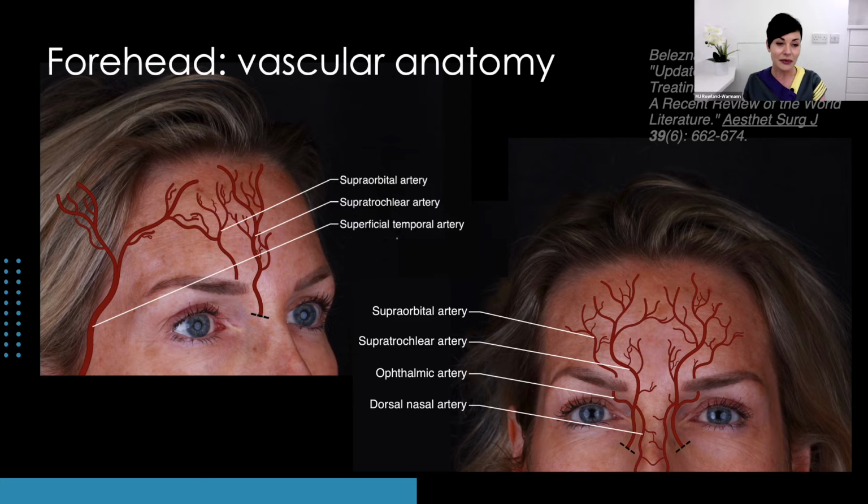The supraorbital and supratrochlear arteries are terminal branches of the ophthalmic. Introduction of filler to either, or even the superficial temporal artery, which anastomoses with them, can lead to filler reaching the eye and resulting in vision loss.